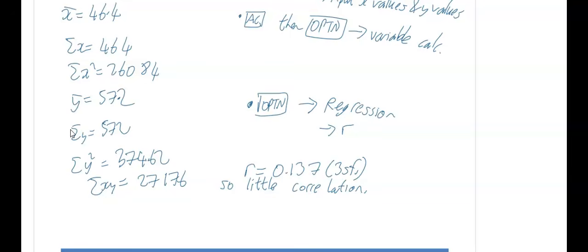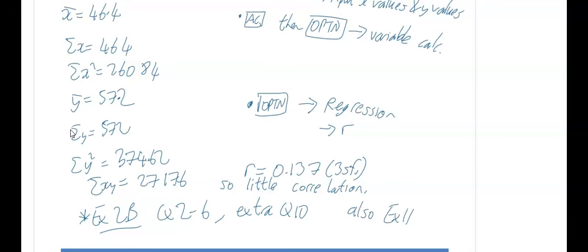Okay, you're now ready to do exercise 2B, questions 2 to 6. The extra one you could do would be question 10. There's other questions there, but they're the ones we really need to focus on. And also then there's exercise 1B, the odds.